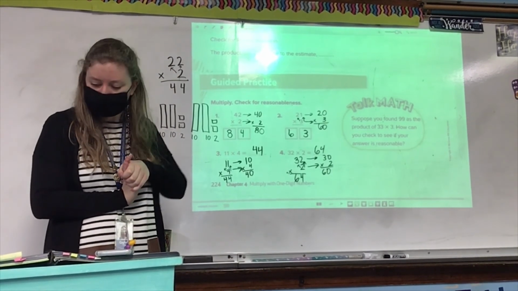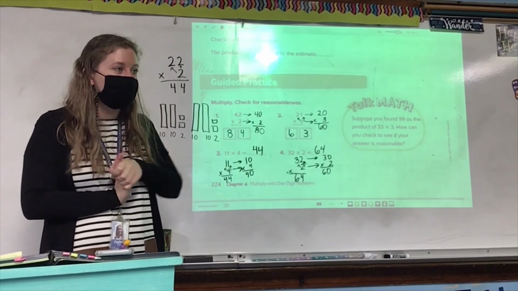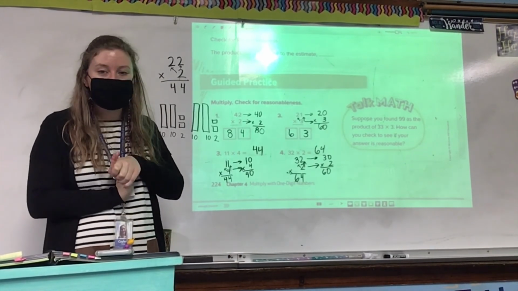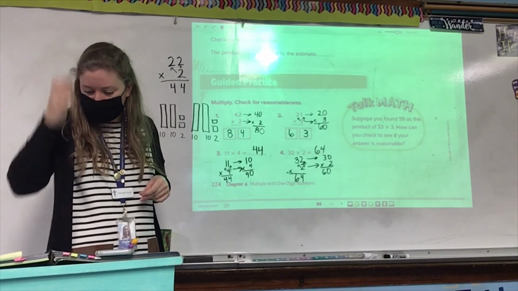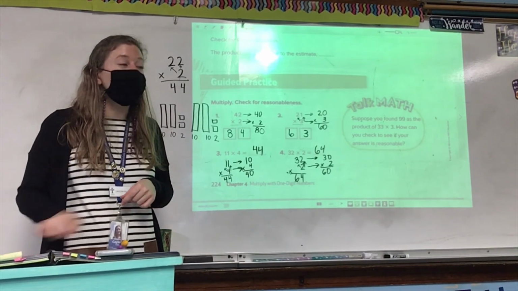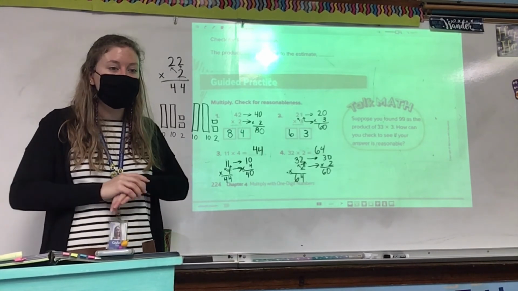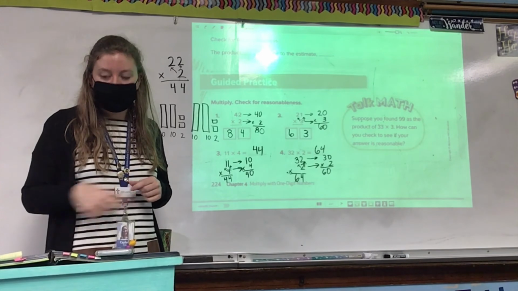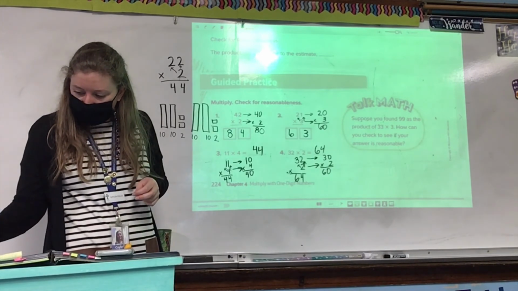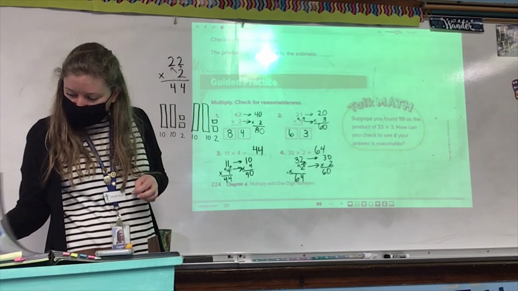So go ahead. Make sure that if you have sideways problems, you set them up and down. You do have lots of room. Don't forget to check for reasonableness. You may choose: would you rather estimate or would you rather do area models? It is your choice. Everybody wait, let's look at the back.